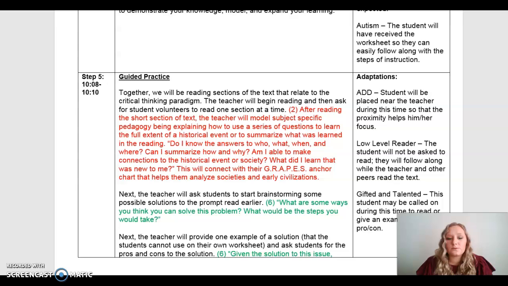This will then connect with their GRAPES, which is the assignment we actually made in class. I really like this for early civilizations, so I plugged it into this lesson because this is an anchor chart I would have just hanging in my room. And this is assuming that I would have talked about it before this lesson, but I'm just referring back to it. So that connects with 2 as well, subject specific.